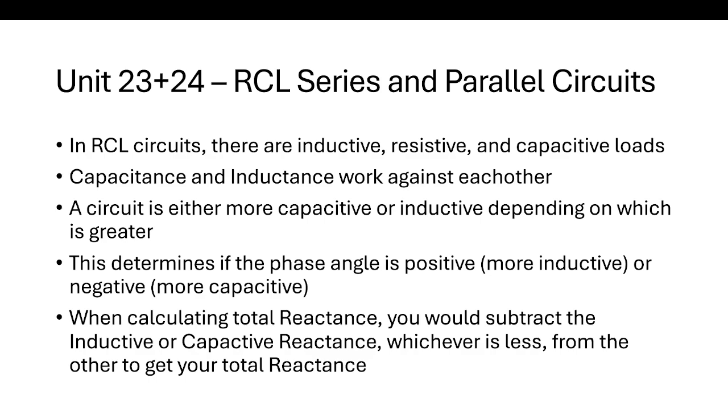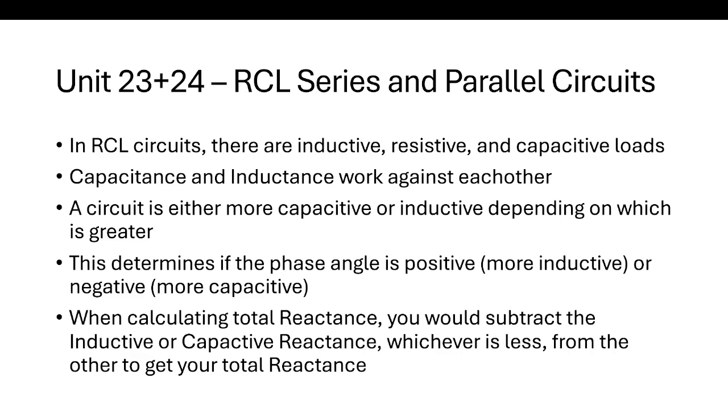So RCL circuits, so this is inductive, resistive, and capacitive all together. Now, in these circuits, capacitance and inductance work against each other. So a circuit can only be more capacitive or more inductive. It's always going to be resistive if it has all three items in it. It's just that it's going to be more capacitive or more inductive depending on which value is greater.